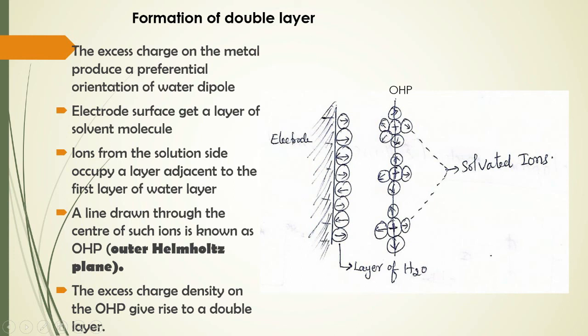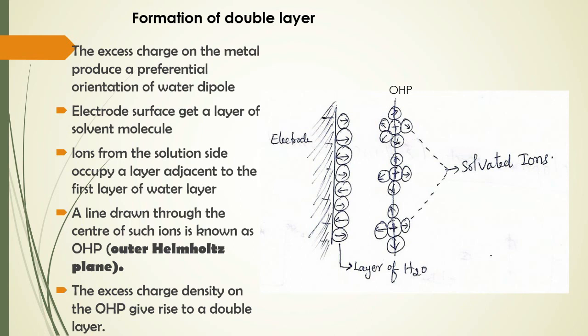If you draw a line through the center of those solvent molecules, you'll get a plane, and that plane is known as the outer Helmholtz plane. So totally how many lines or planes are here? Two lines: one water layer and another solvent layer. Both of these layers constitute an electrical double layer. The region in this plane constitutes the compact part of the double layer.